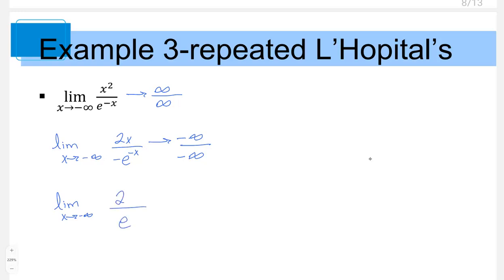Derivative of the top, derivative of the bottom. And now if I think about those negative numbers and I plug it in, negative negative would make that a positive. So this is getting super large, so that whole fraction is getting super small.